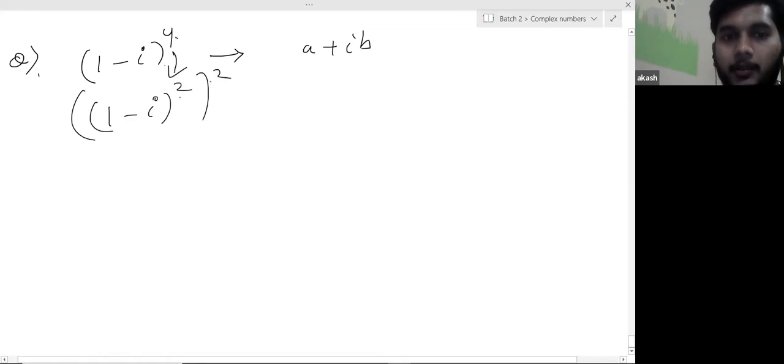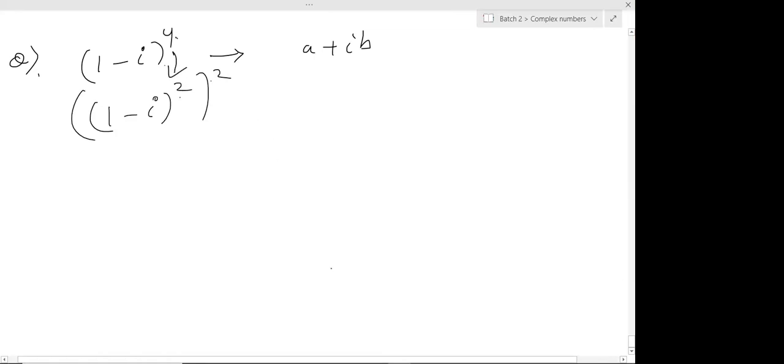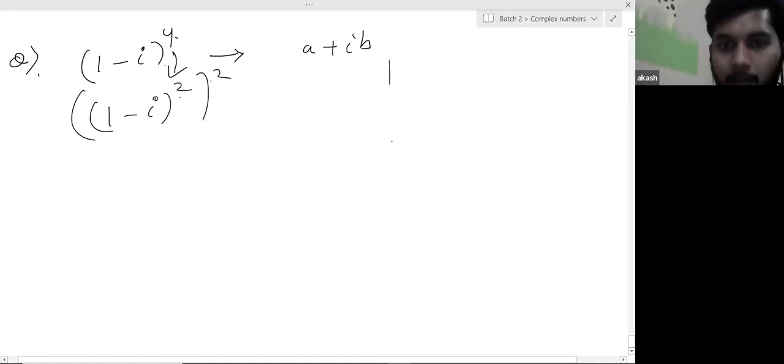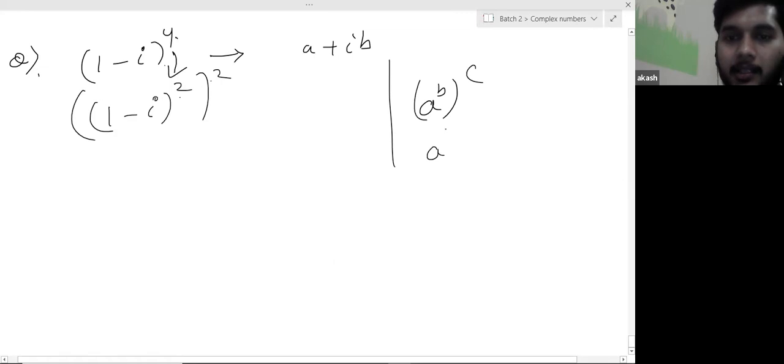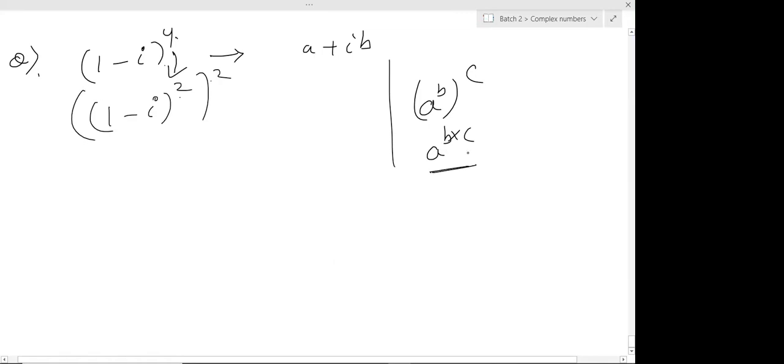You can write this 4 as 2 raised to the power 2, right? You guys know this, right? A raised to the power B raised to the power C is A raised to the power B into C. Okay, this is what happens.